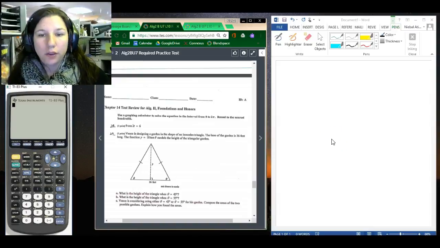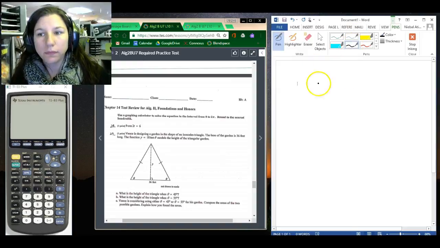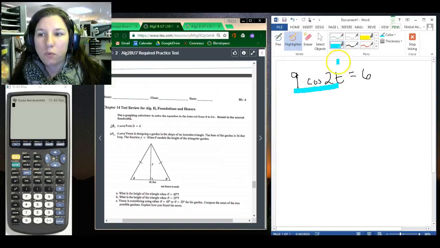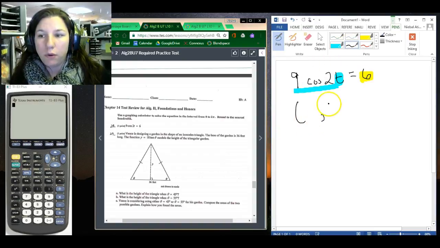Number 28. Use a graphing calculator to solve the equation in the interval from 0 to 2 pi, round to the nearest hundredth. So what this question is asking me to do, right? Here's our equation. They want to know what t has to be so you get an output of 6. So basically, if you're looking at the graph on your graphing calculator, they want to know where are all the points where you have y equal to 6. What do your x's have to be when y is 6?